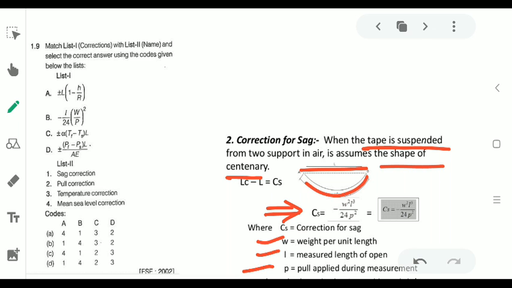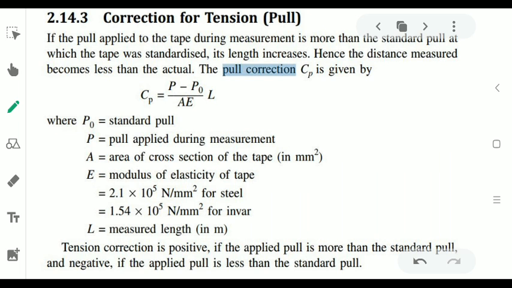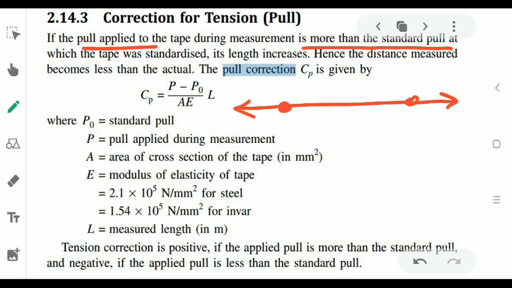So the next correction is pull correction. Whenever we do chain survey, when we are placing our chain between 2 points, then uniform tension is applied on these 2 points. But if the pull we applied is more than the standard pull at which we standardized the tape, or less, then the distance measured or the chain length would differ.